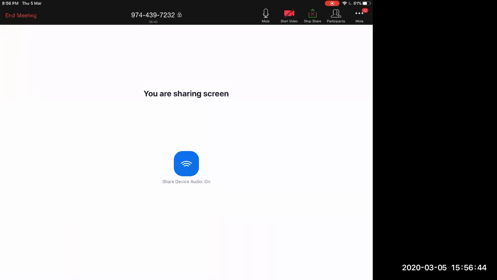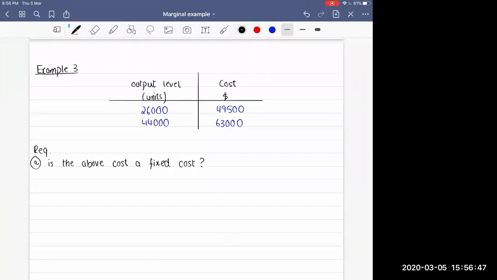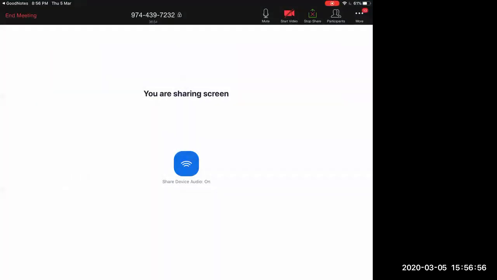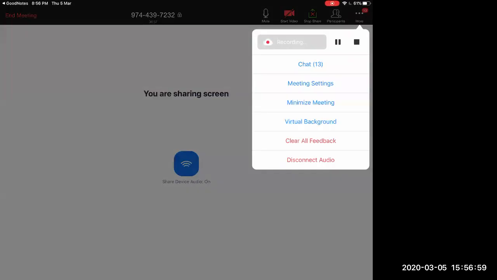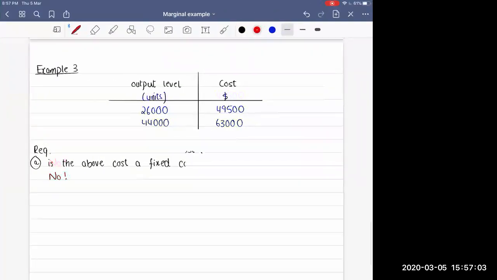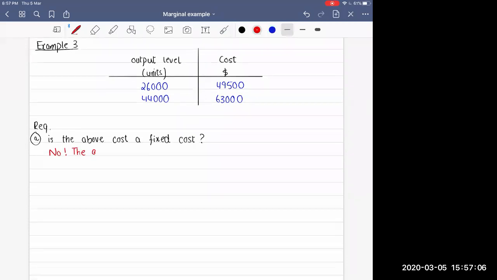Yes, sir. So is this cost a fixed cost? No, sir. No, the above cost is not a fixed cost, as the change in output level is changing the cost.